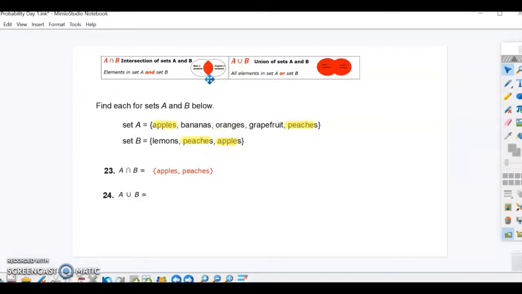Okay, the union of sets A and B, that's going to be everything that is in both sets. However, we do not want to list anything twice. So we would not want to put the apples twice, and we would not want to put the peaches twice. We would only want to list them once. So what would the union of these two sets be? We would have apples, banana, oranges, grapefruit, peaches, and lemons. The things in the overlapping section you do not want to list out twice.